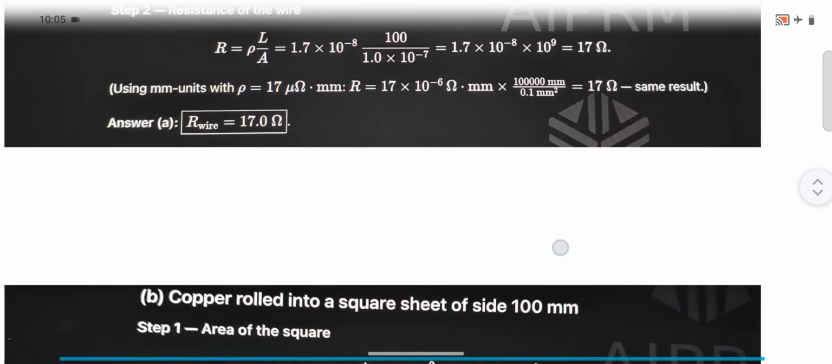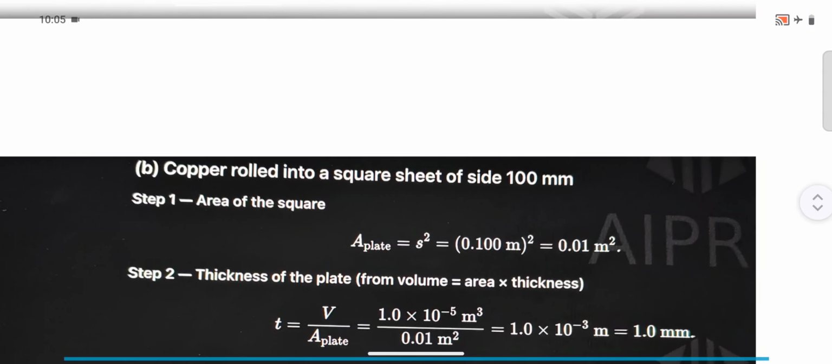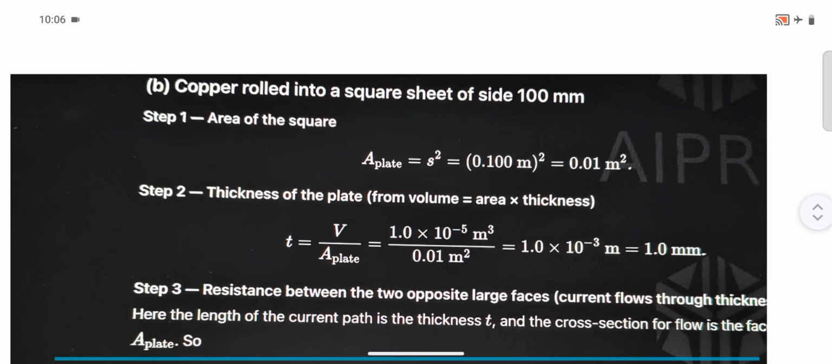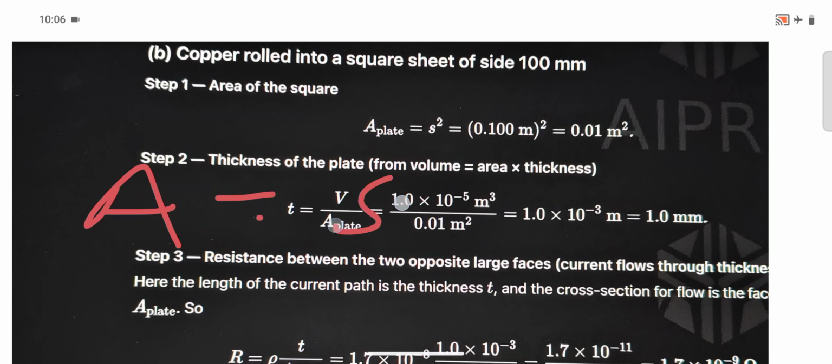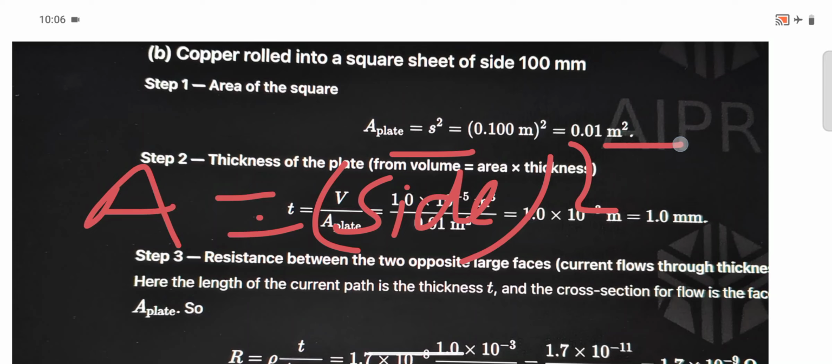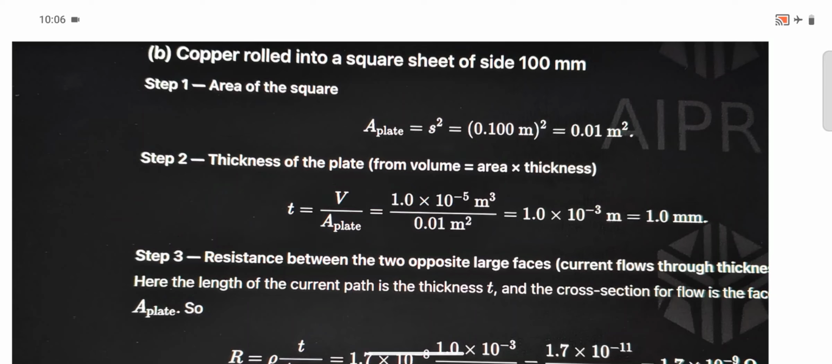Next condition, copper rolled into a square sheet having side 100. Now first we will calculate the area. We know the area of a square is side squared. The side is given, we will convert it into meter and then find the area.